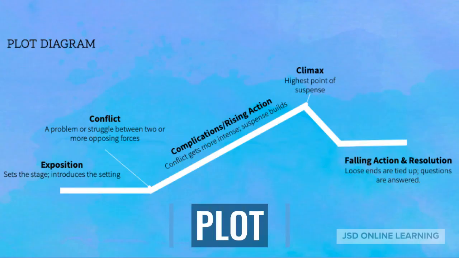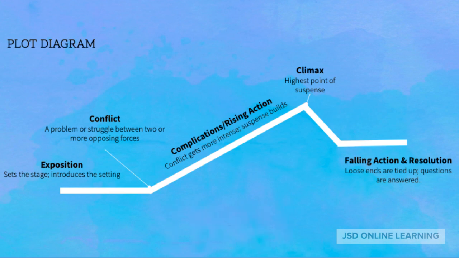The plot is the structure of the story. So we start with the exposition, which sets the stage and introduces the characters and setting. And then some kind of conflict is what gets the action going. So a conflict is a problem or struggle between two or more opposing forces, not necessarily characters. And we'll talk more about this later.